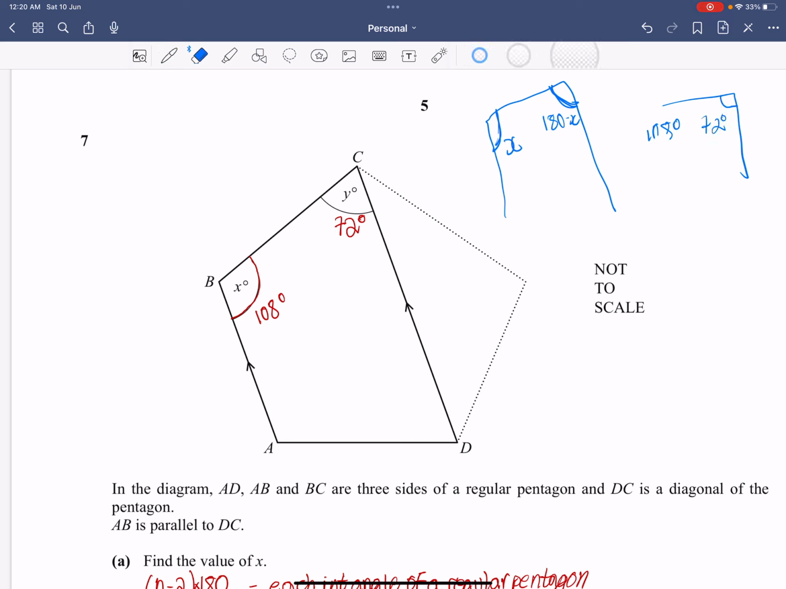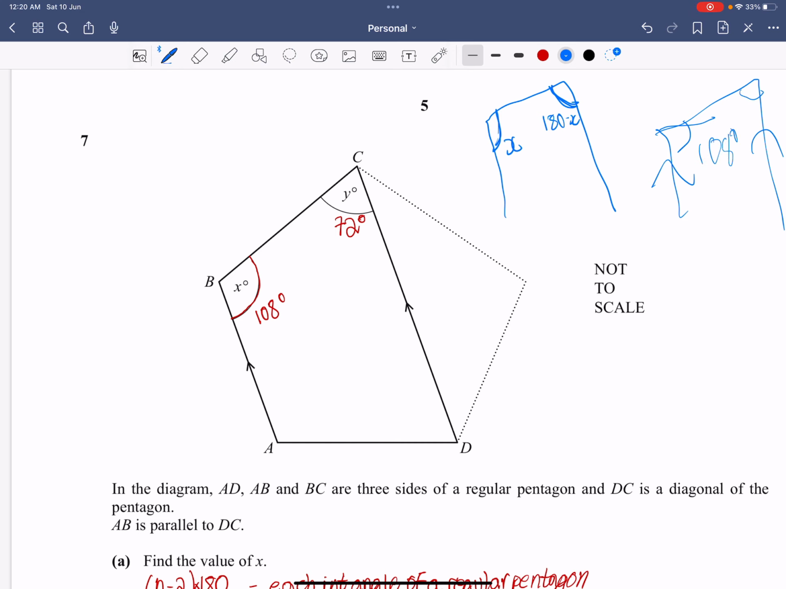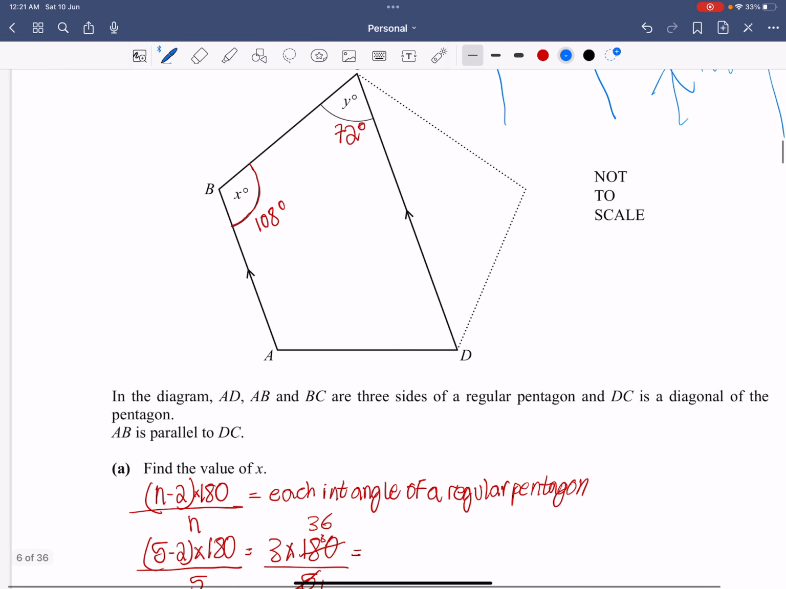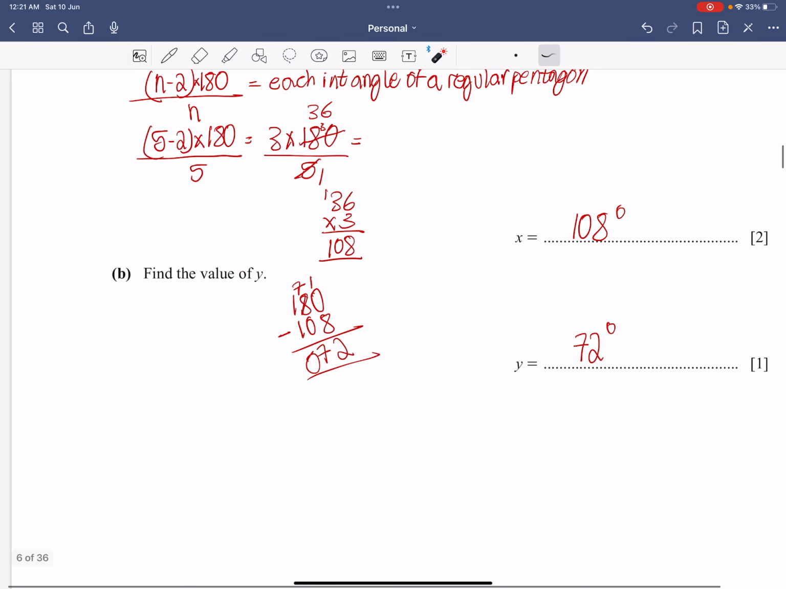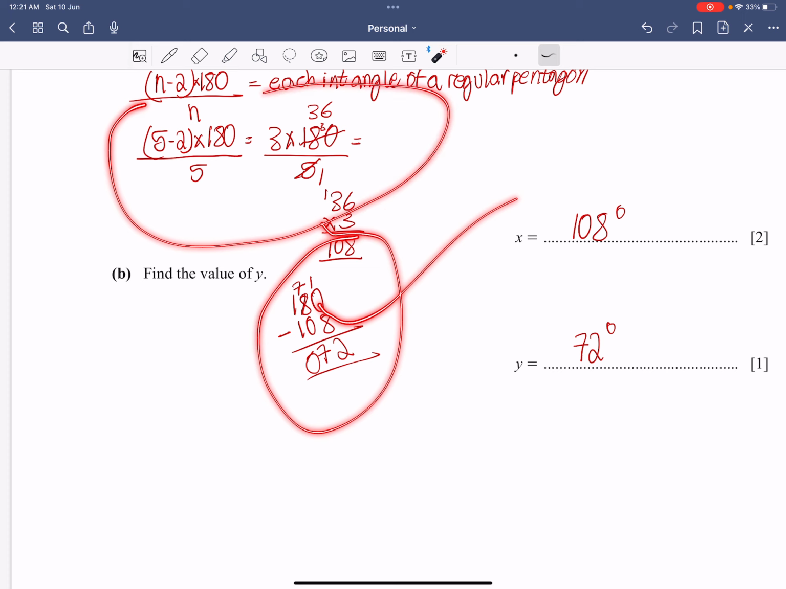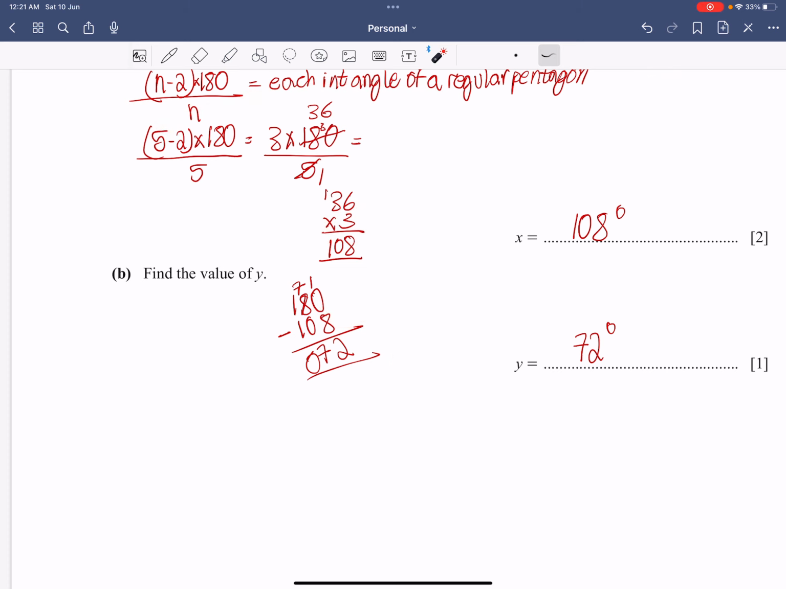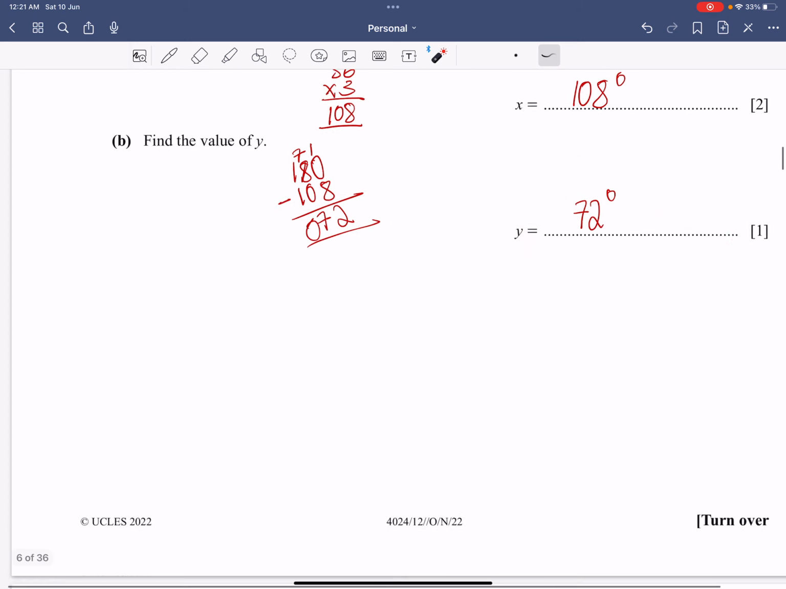So that's how easy it is, right? If this was 108 degrees and these are parallel, so this will be 72 degrees. Hence we'll get the answer of 72. That's what I did here. No calculators allowed, and make sure you do every subtraction and addition and show all of your working to make a good impression on the examiner. So that is 72 degrees.